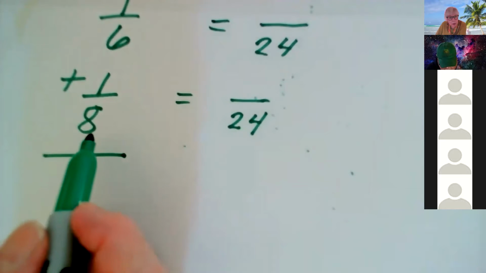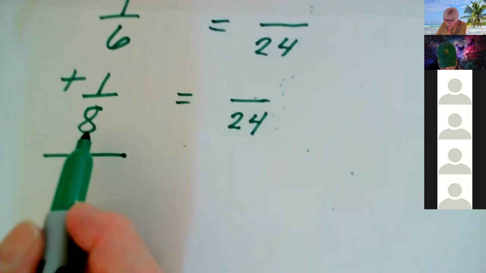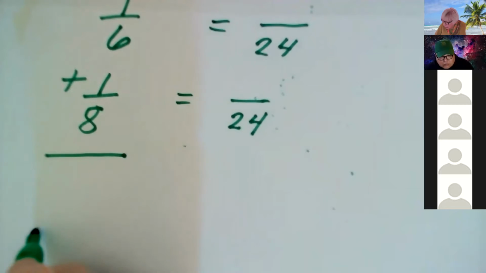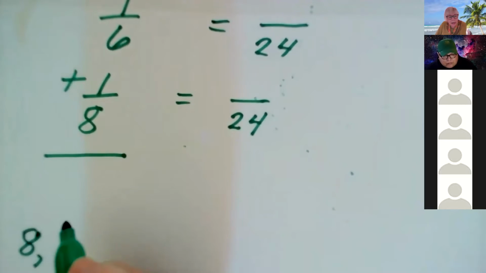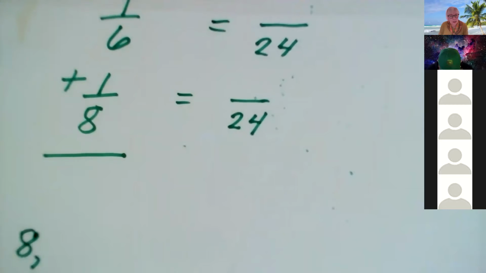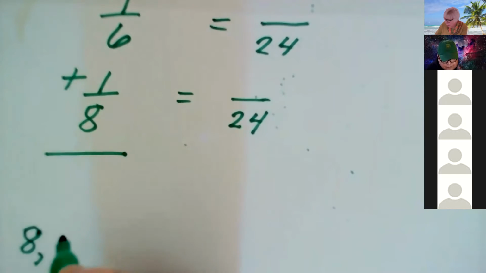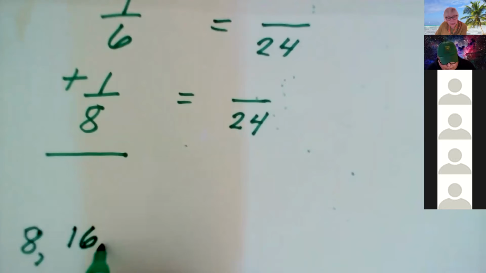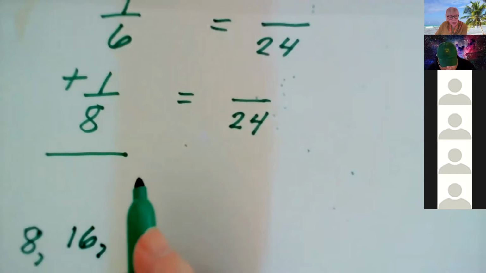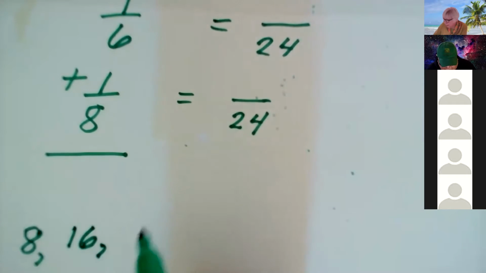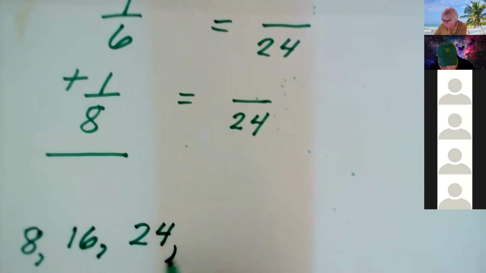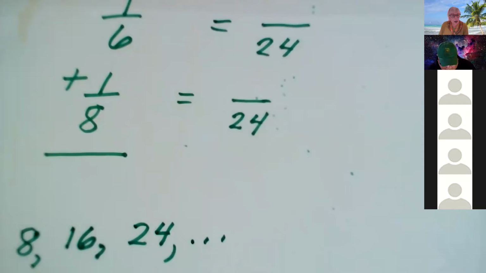I would start with the larger number. And this is called multiples. And so the larger number is 8. And this is where knowing your multiplication facts helps. So 8 times 1 is 8. 8 times 2 is 16. 8 times 3 is 24. And they keep going up.